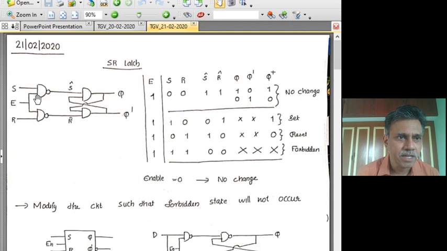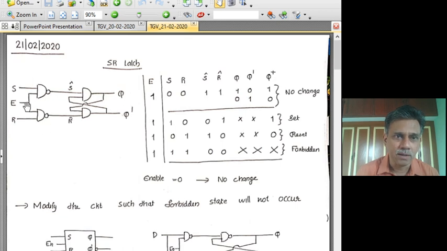As I already mentioned, we can take the two inputs of this first level NOT gates, tie them together and use it as an enable signal. Now with respect to this one, how will this SR latch work? When enable is equal to 0, both S cap and R cap are 1 1 and it will be a no change condition.